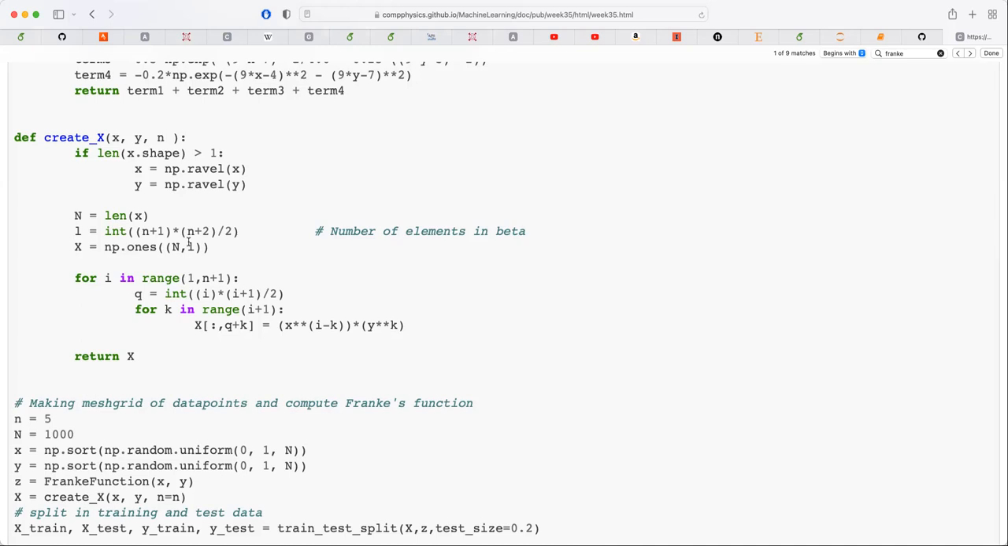Okay, I spent a little bit of time on discussing the project. I think that is important. And we are going to take a small break now. And after the break, we are going to discuss the singular value decomposition and the lasso and ridge.